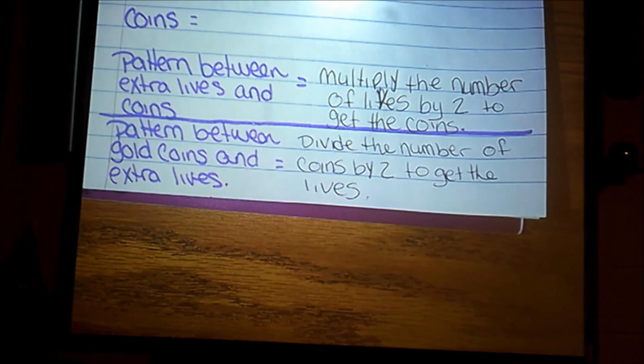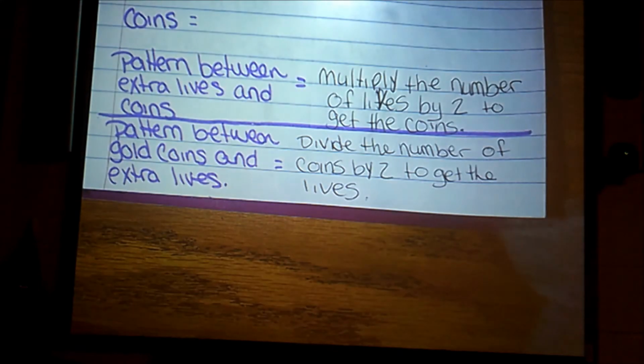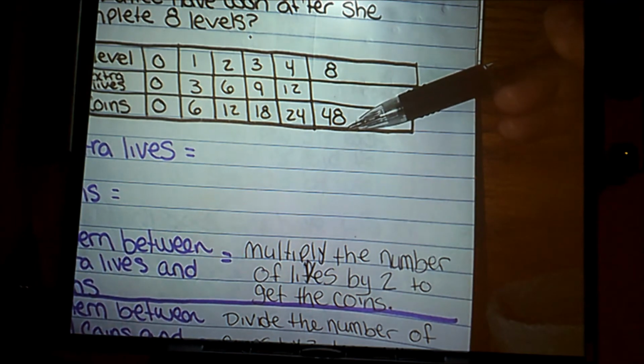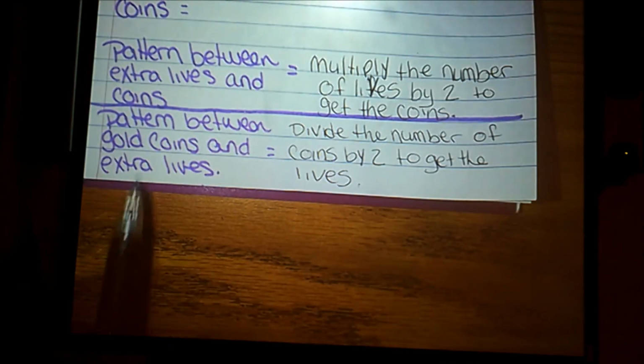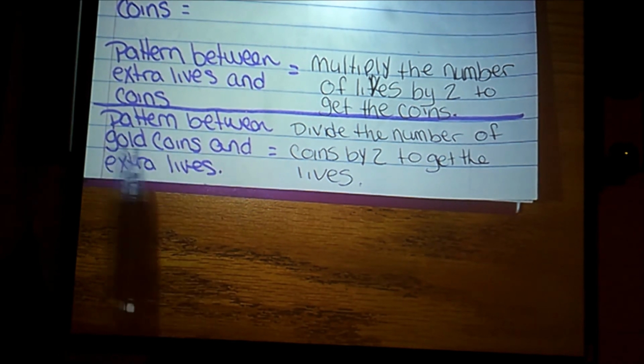Coins from extra lives. Well, this one says lives to coins. That's not what I want. I don't have the lives on my chart, they don't give me the lives, and I'm finding this, so that doesn't help me. Coins to lives. That's the one I want. This is the rule that I'm going to follow, the second one here.